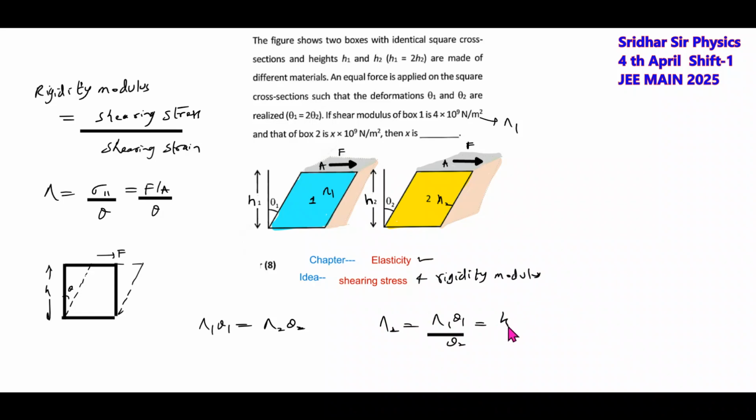Eta 1 is how much? 4 into 10 to the power of 9. Theta 1 equal to theta 2. So this will become 18 into 10 to the power of 9, and this will be your answer. This is a basic diagram.